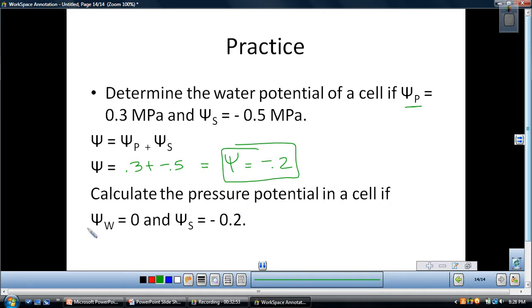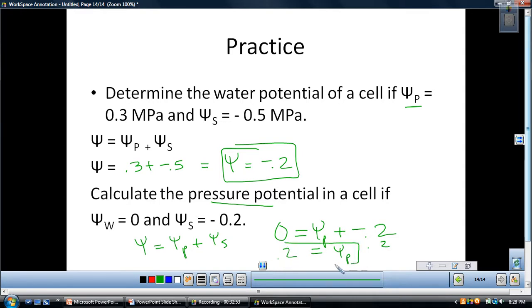Not bad, right? Okay, the next one says, calculate the pressure potential if I give you water potential is 0. Well, if water potential is equal to the pressure potential plus the solute potential, and I'm telling you 0 is the water potential, is equal to, I'm asking for pressure, so here's what I'm looking for, plus my solute potential is negative 0.2. So all I do is a little bit of math, and now I know my pressure potential is equal to, I'm going to add my 0.2 here, I get 0.2 here, so my pressure potential is equal to 0.2. Okay, does that make sense?